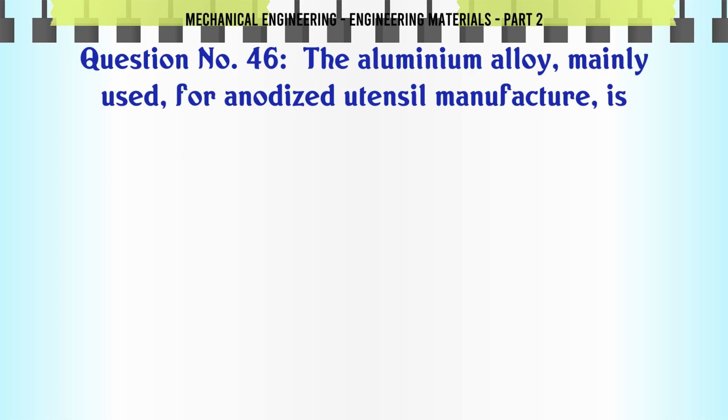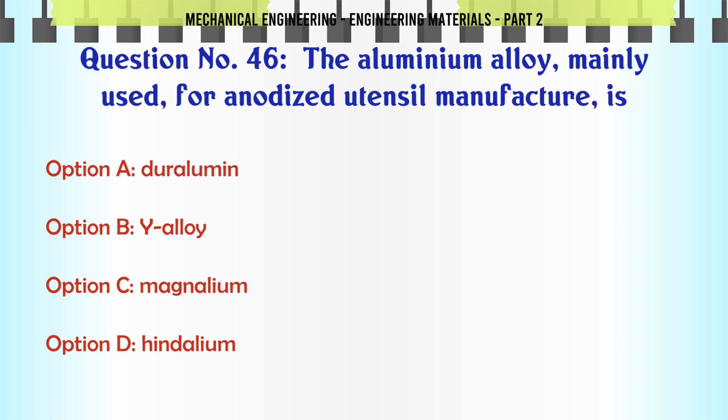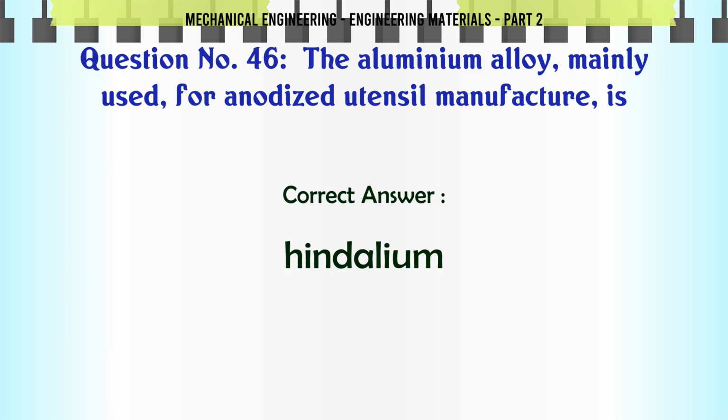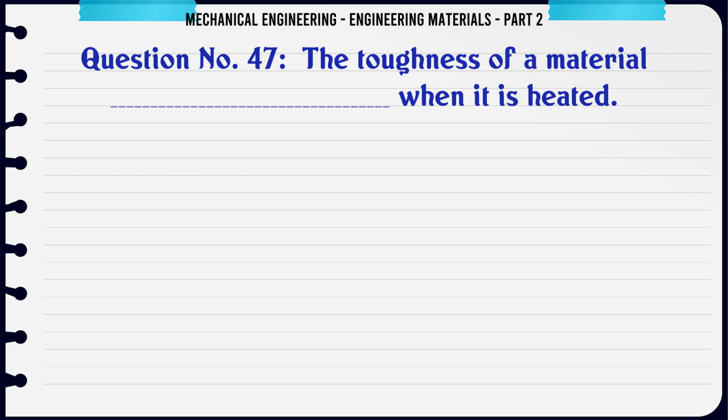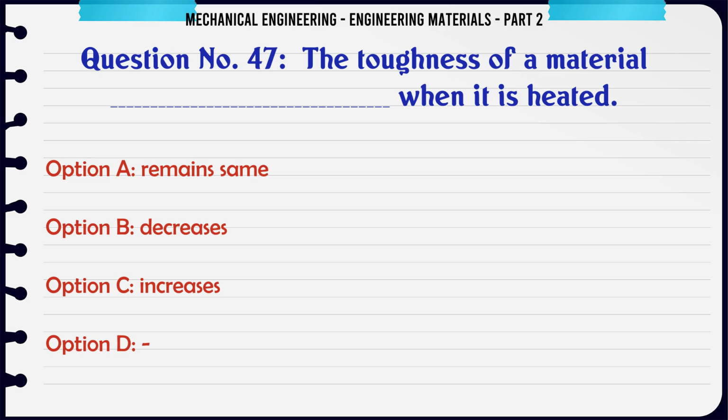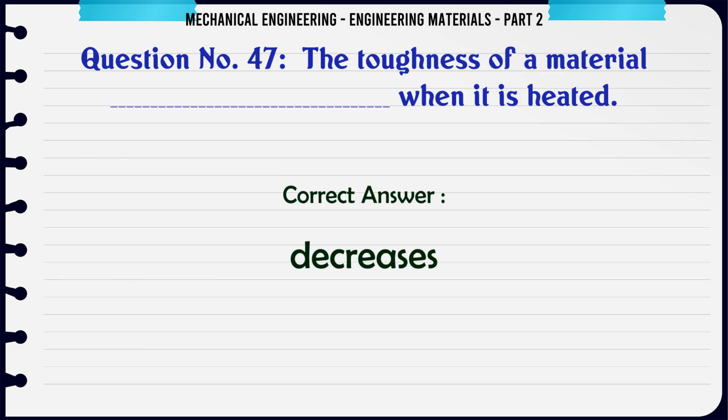The aluminium alloy mainly used for anodized utensil manufacture is A. Duralumin, B. Y alloy, C. Magnalium, D. Hindalium. The correct answer is Hindalium. The toughness of a material when it is heated, A. Remains same, B. Decreases, C. Increases, D. The correct answer is decreases.